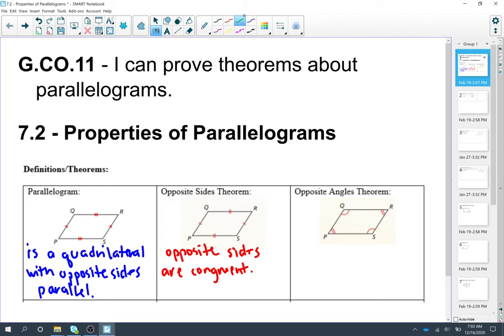Then we have the opposite angles theorem, which says opposite angles are congruent. So I know that angle Q, which is opposite angle S, are the same measure. So if I were to say this is 100 degrees, then I would know this is 100 degrees. If I were to say this is like 80 degrees, then I would know that this is 80 degrees.